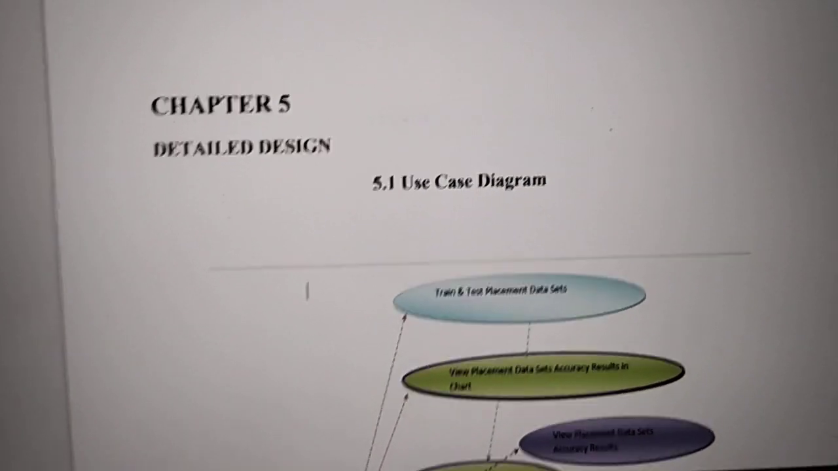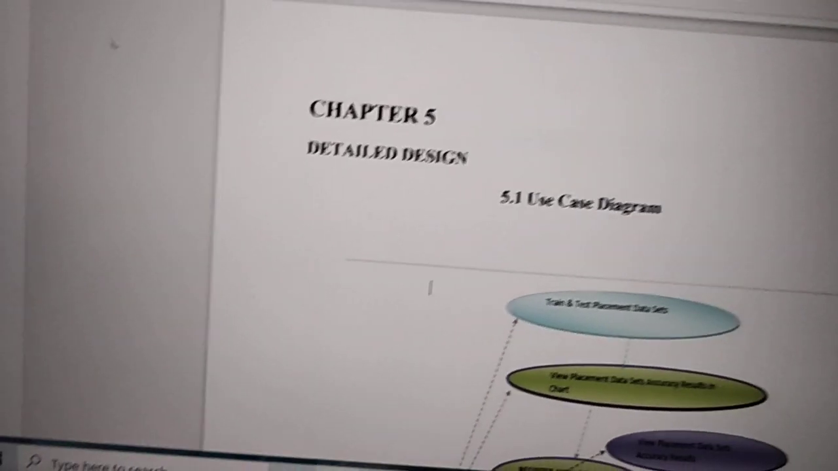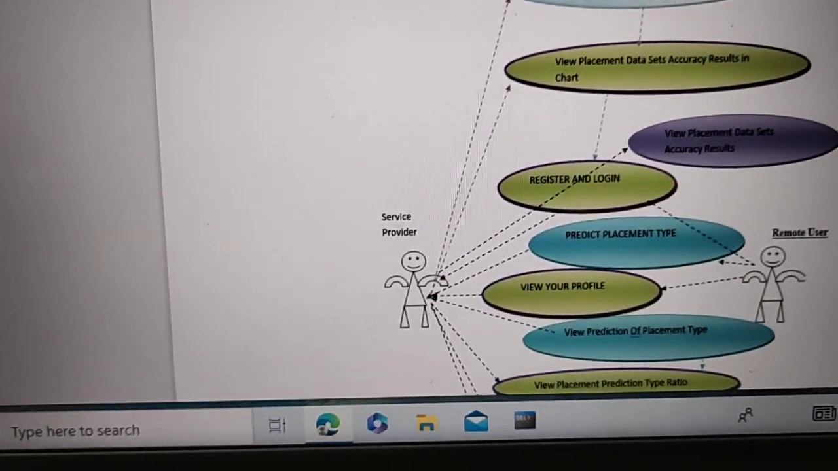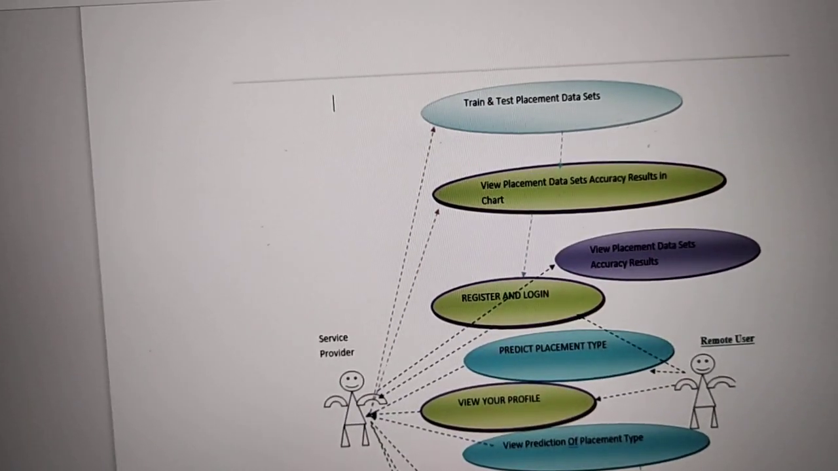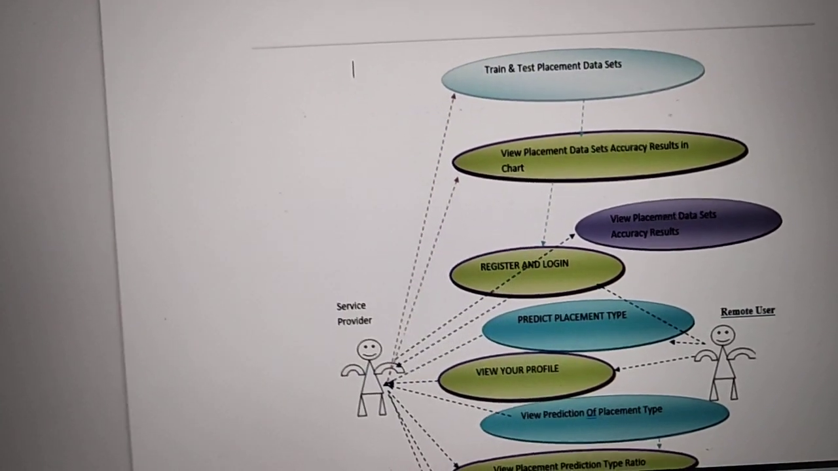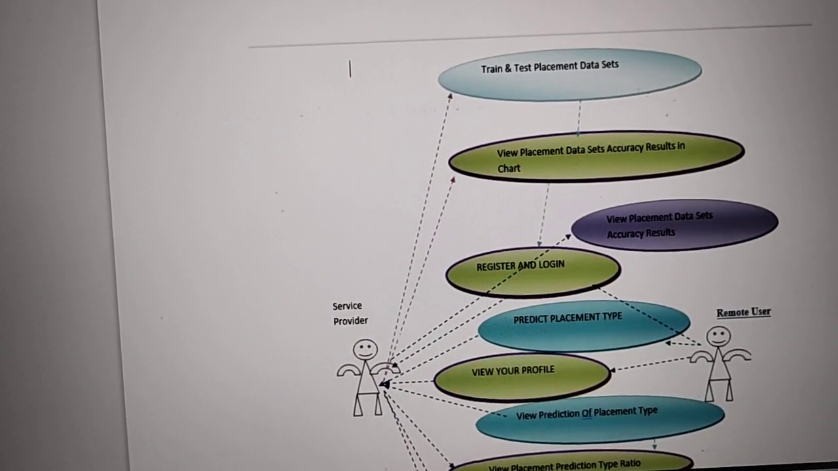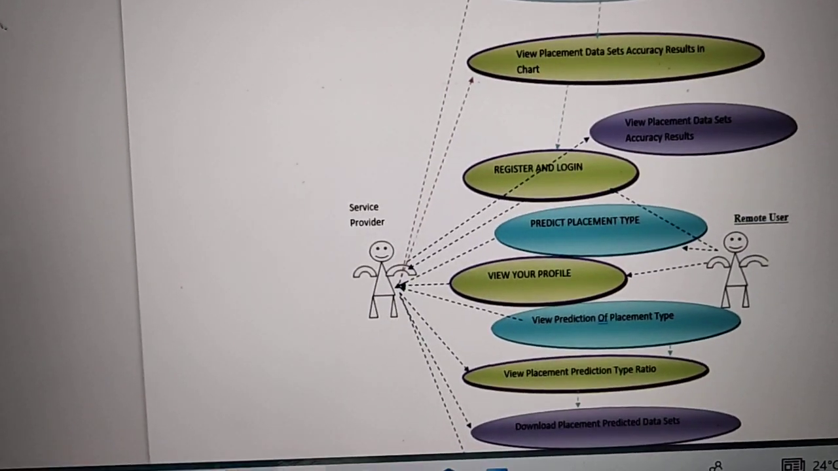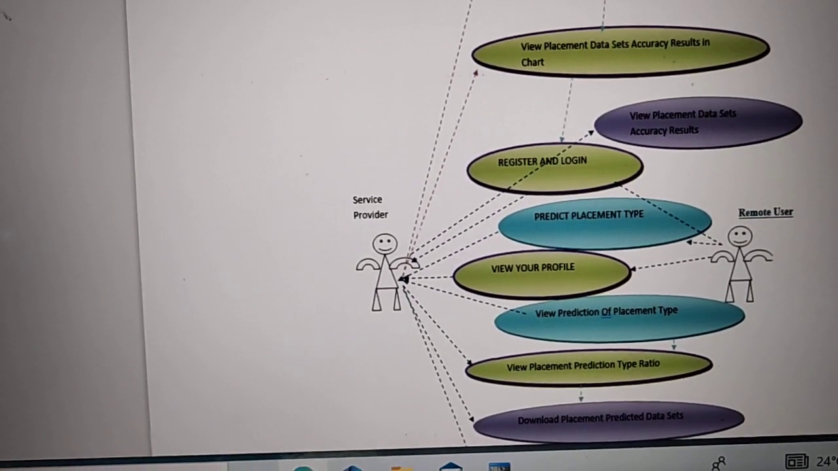And continuing the video, chapter 5 is the design. This is a use case diagram. The service provider can train and test placement data sets, view the placement data set accuracy result in chart, and register and login. The remote user can predict placement type and view their profile.